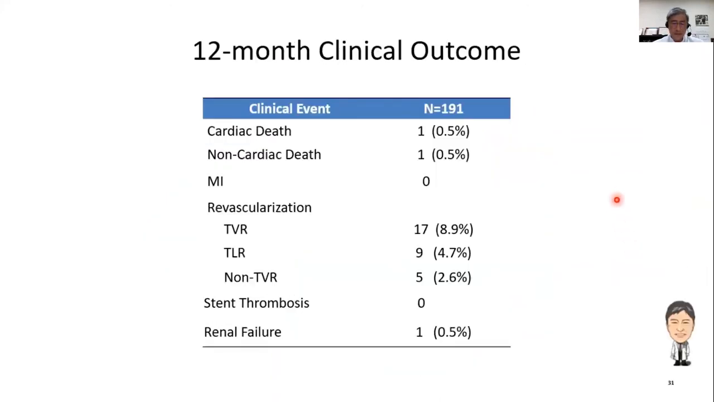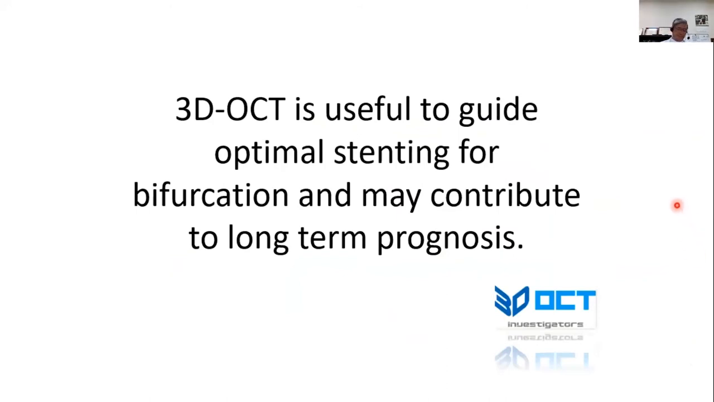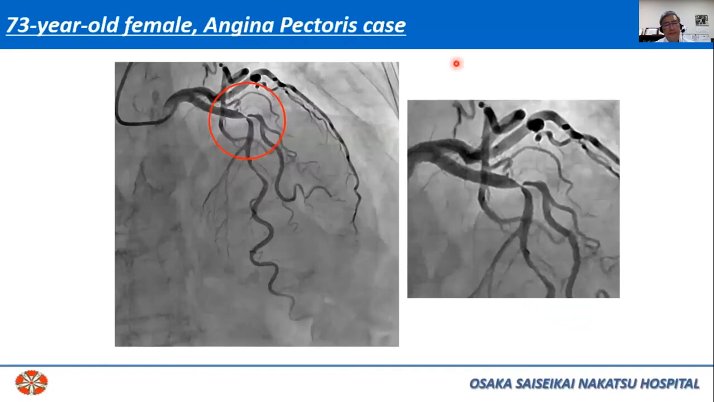12 month clinical outcomes show cardiac death 1, TVR is 9%, and renal failure 1 case. I think 3D OCT is useful to guide optimal stenting for bifurcation and may contribute to long-term prognosis. I would like to show 1 case, a 73-year-old female with angina pectoris. You can see a 1-1-1 true type bifurcation in the LAD and diagonal branch.